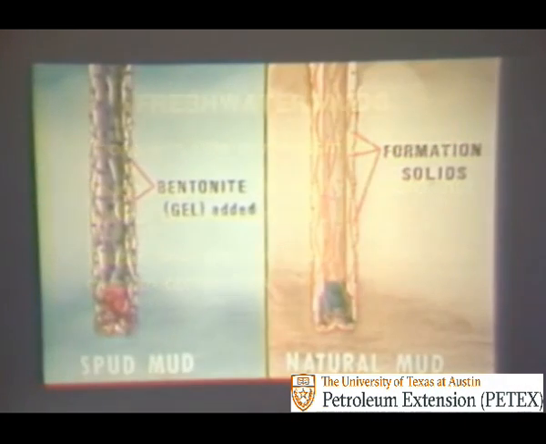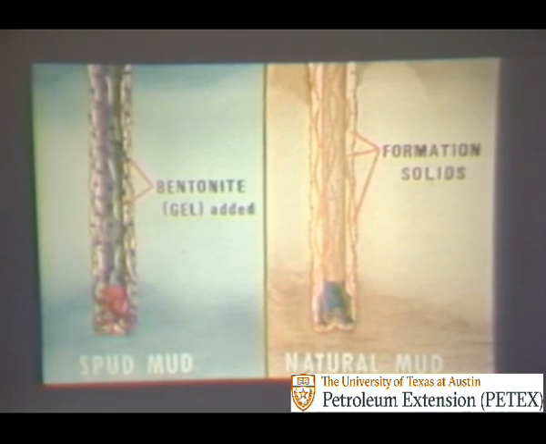About the only freshwater muds that aren't chemically treated are spud muds and natural muds. As at left, a spud mud may have bentonite or gel added, but that's about all. As at right, a natural mud is made by circulating only fresh water. The drilled formations add solids to the fresh water, and presto, you have a natural mud.